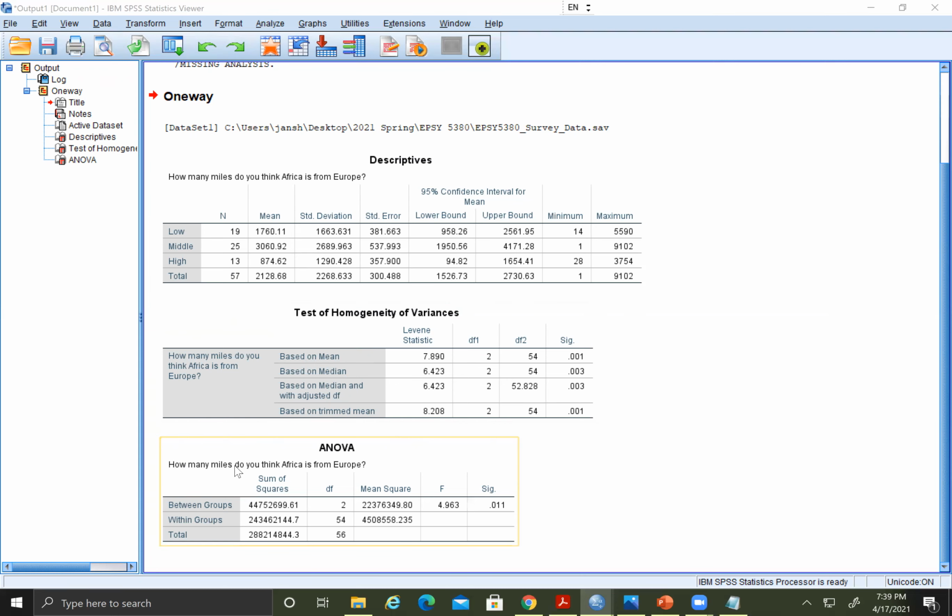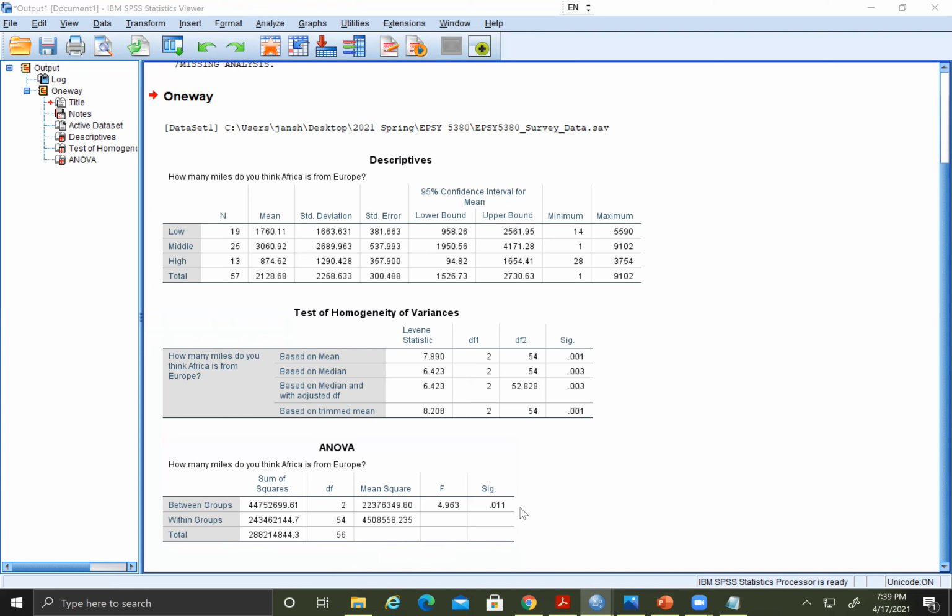And this is the main test result. What it tells us here is we have between groups, and this is the sum of squares for between groups, the degrees of freedom for between groups, and the mean square for between groups. And here is the F value. And of course, the F value is calculated from the ratio of these two mean squares, as you've read from the textbook and Dr. Hawley's lesson.